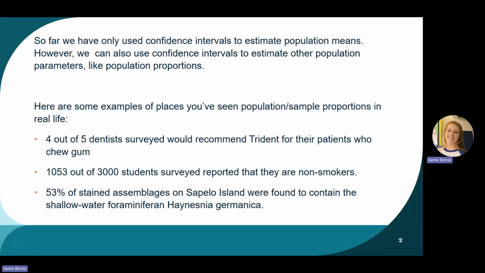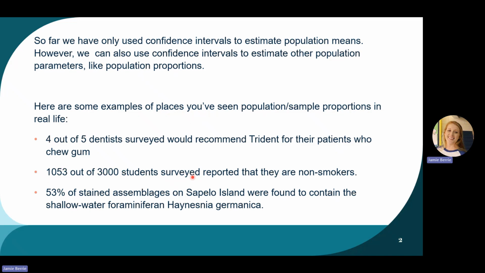All right, so we have been using confidence intervals to estimate means. I would like to show you today how you can use confidence intervals to estimate other population parameters, and one of those is a population proportion. So here are some examples where you may have seen population proportions or sample proportions in real life. 4 out of 5 dentists surveyed would recommend Trident for their patients who chew gum. All right, so 4 out of 5, part out of a whole.